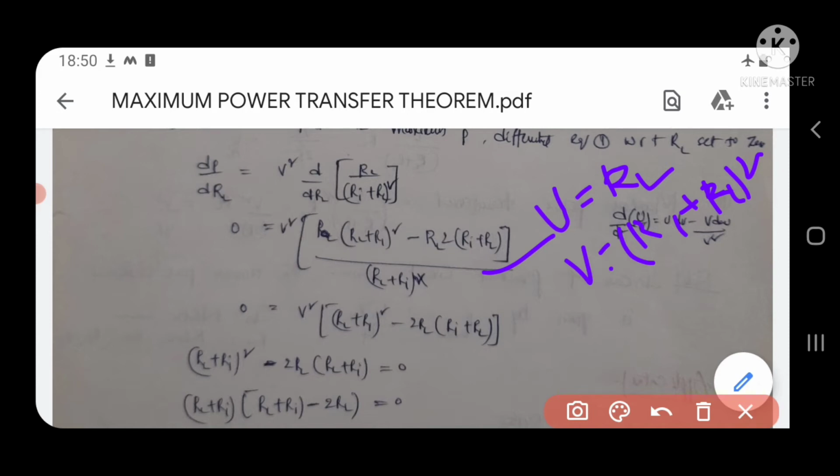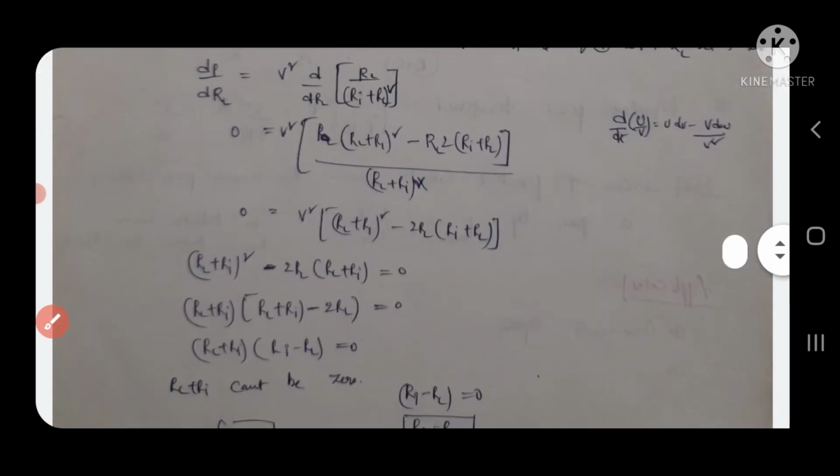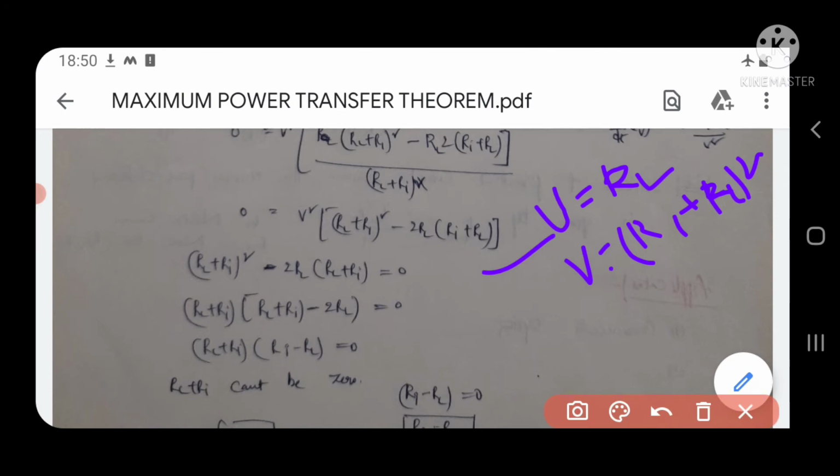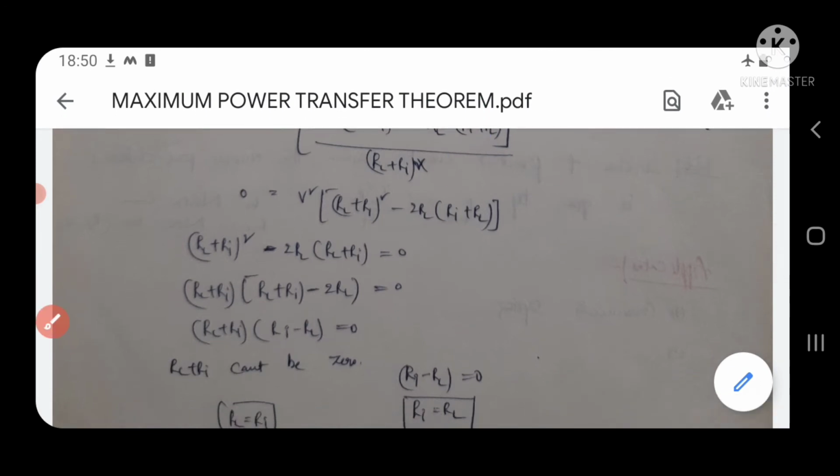We make it equal to 0, and only when we make it 0 can we find the value. When we make it 0, obviously this denominator is going to be 0 as well, so we will find only this term, this is the value.